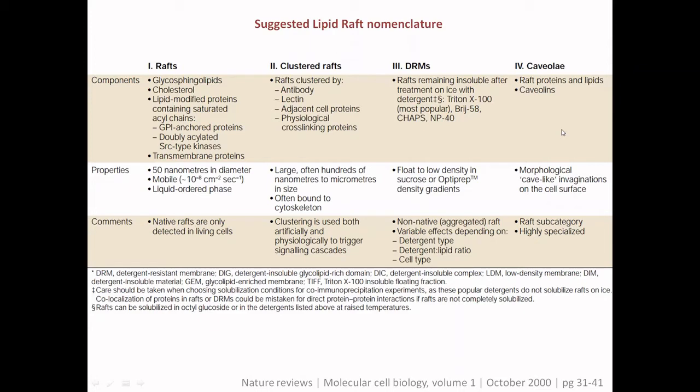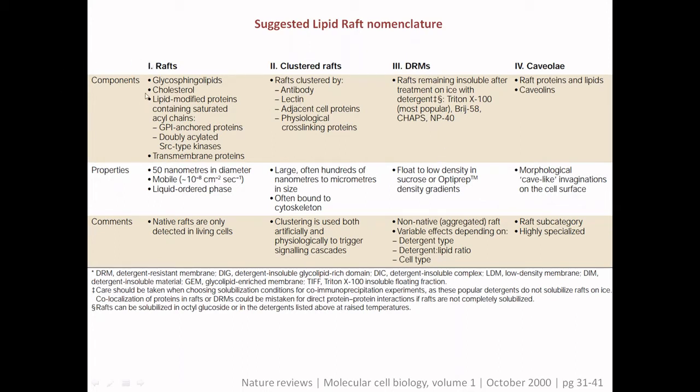So it is almost four types till now, whatever knowledge we have. The first one is the raft or the native raft. Second one is the clustered rafts. Third one is the DRM. And the fourth one is the caveoli. The DRM is the detergent resistant membrane. So this type of lipid raft is based on our experiments.